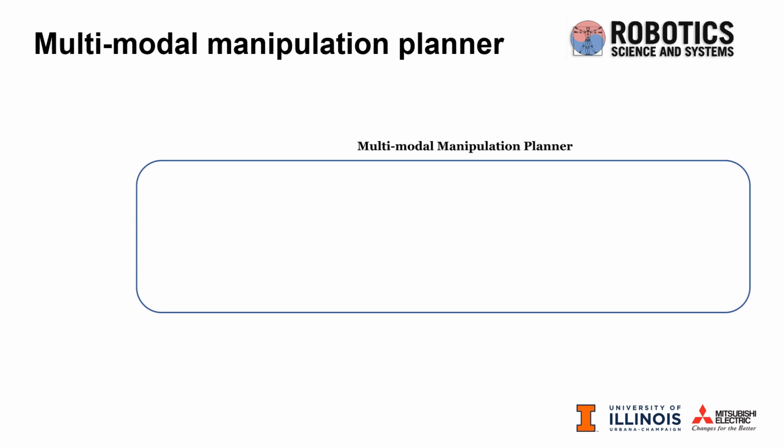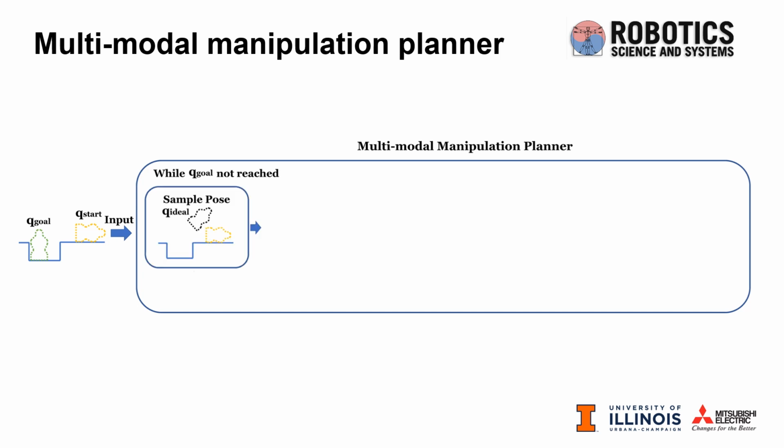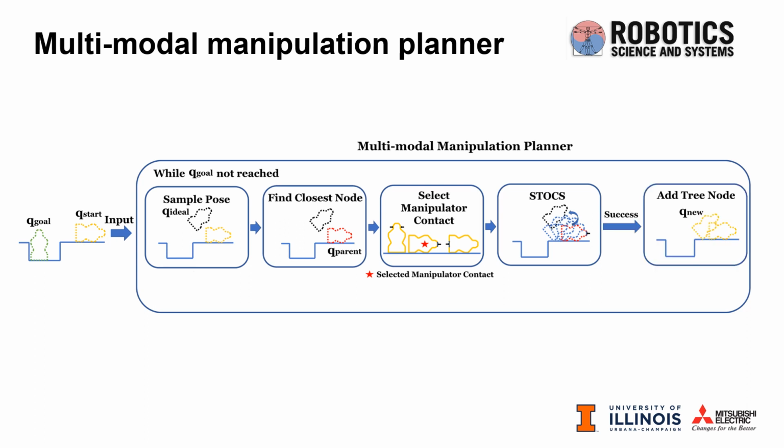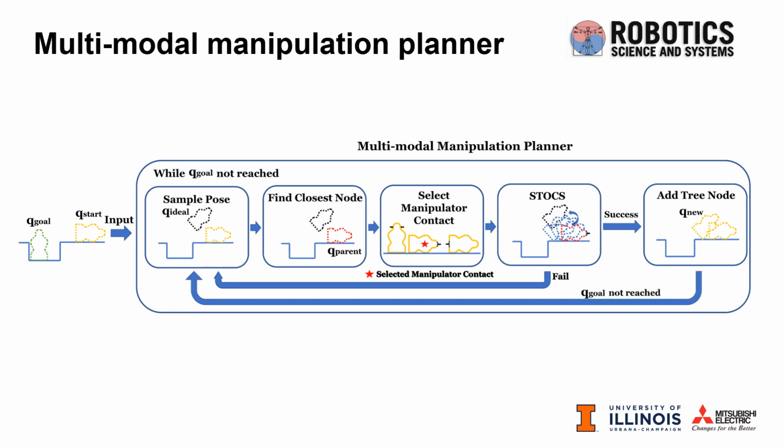The second contribution of the paper is to demonstrate the utility of STOCS as a local planner in a sampling-based planner. Given the start and goal pose of an object, the multi-modal manipulation planner will loop through the following steps while the goal hasn't been reached. First, a random pose QIdeal is sampled in the configuration space. Then the closest node QParent is found in the tree. Next, a manipulator contact will be selected from our allowable manipulator contacts at QParent, and STOCS will be used to steer the object from QParent to QIdeal. The algorithm will loop through these steps until the goal is reached.